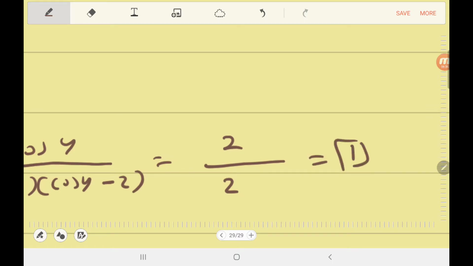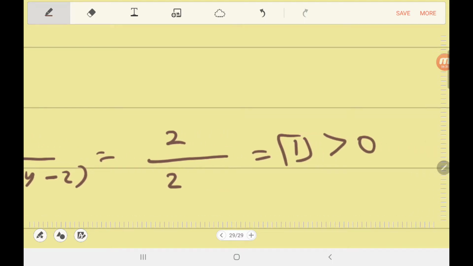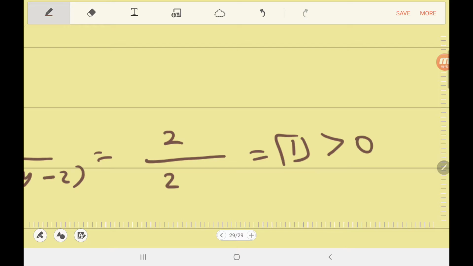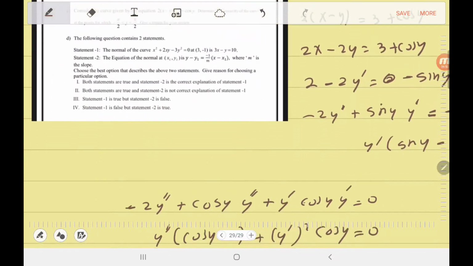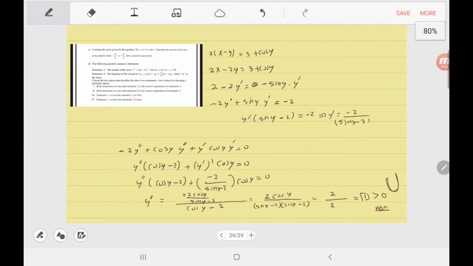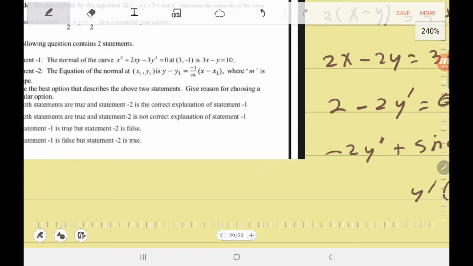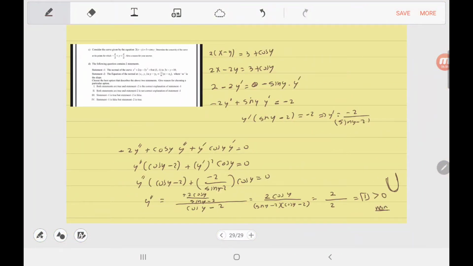The answer is positive, so greater than 0. Greater than 0 means the concavity is up. It means that the point is a minimum. So the concavity is what? Up. So far so good, I hope the assignment is correct, because some questions in the assignments might be wrong. This is the first one.